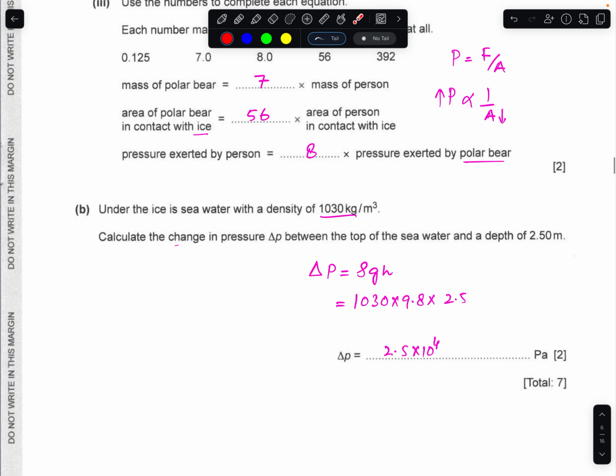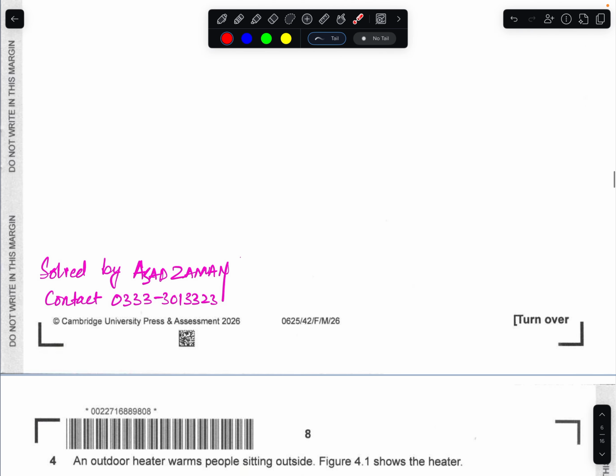Under the ice, in seawater with a density this much, calculate the change in pressure. So the change in pressure, or the liquid pressure, can be calculated as density times gravity times height, rho g h. If we plug in the values, the density is given, the g value is 9.8 and the height is 2.5. You will get 2.55 times 10 to the power 4 pascals.